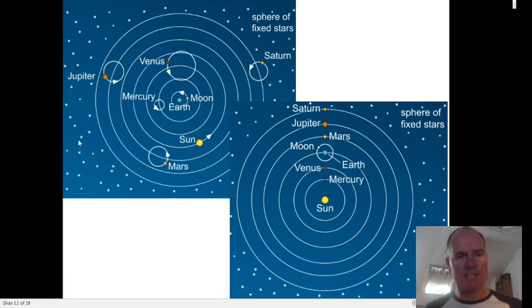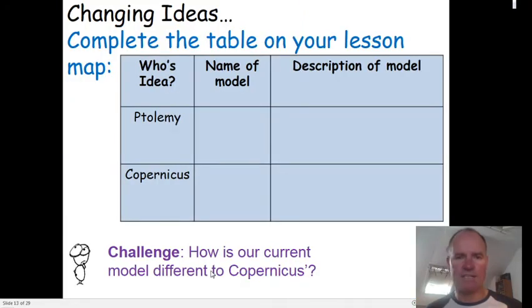And diagrammatically, you can see the geocentric version with the Earth at the centre, top left, and bottom right, you've got the heliocentric version with the sun at the centre, which is the model that we accept these days.